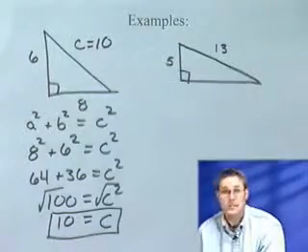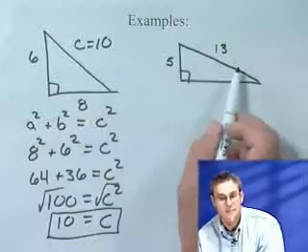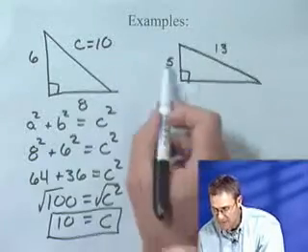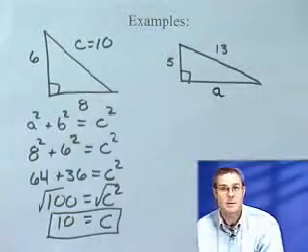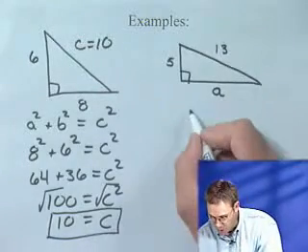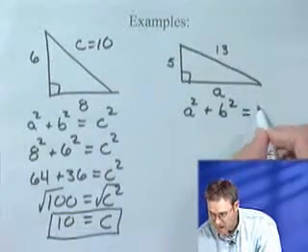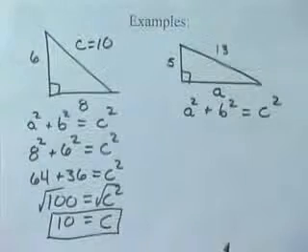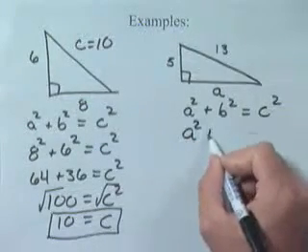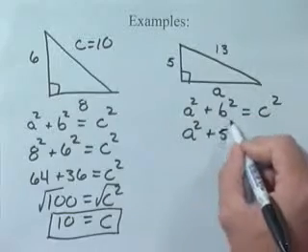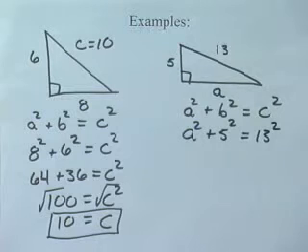Now look at the difference between this problem and the problem that we just had. In this problem, we're given C. We need to find either A or B. It doesn't matter which one we call A or B. I'll just call that missing side A. And again, we know that A squared plus B squared equals C squared, and I'll just plug in all our values. A, we don't know. B, we know is 5, so I'll go 5 squared equals 13 squared, and we'll try to solve for A.